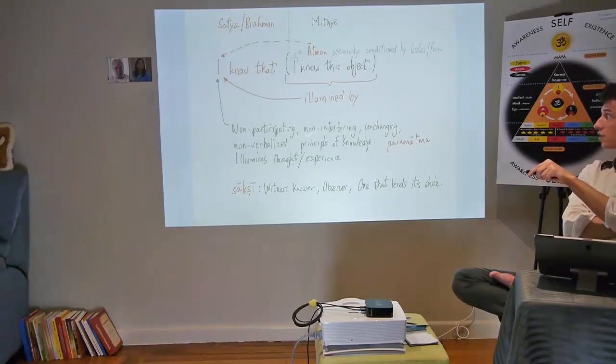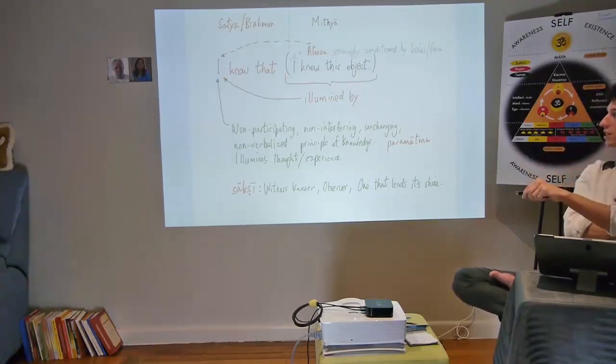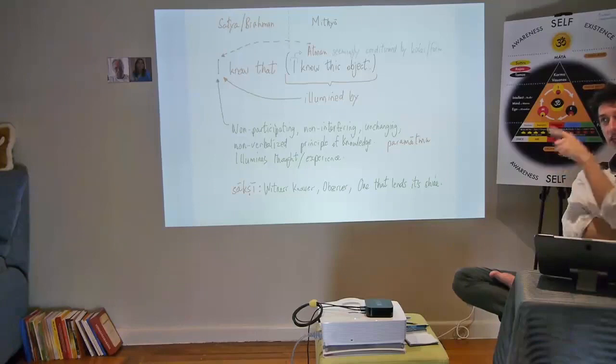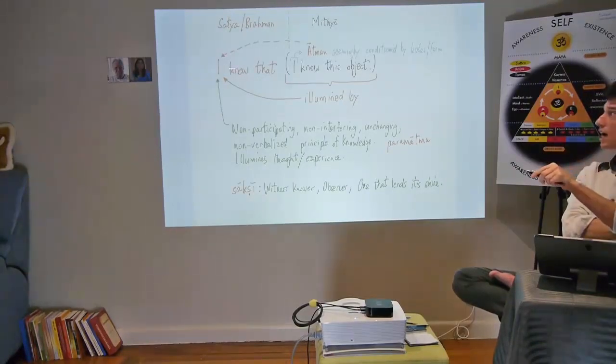Non-participating, non-interfering, unchanging, non-verbalized principle of knowledge. That which knows about whatever it is that I present to it. It illumines the thought experience. It illumines this I, ahamkara, who knows about this object. So even if you say I am, that's where it stops, right? Just stay at the I am. No. What knows about the I am? What illumines that you just said I am? Atma. What validates that I just said I am? Atma. That Atma is I know that.